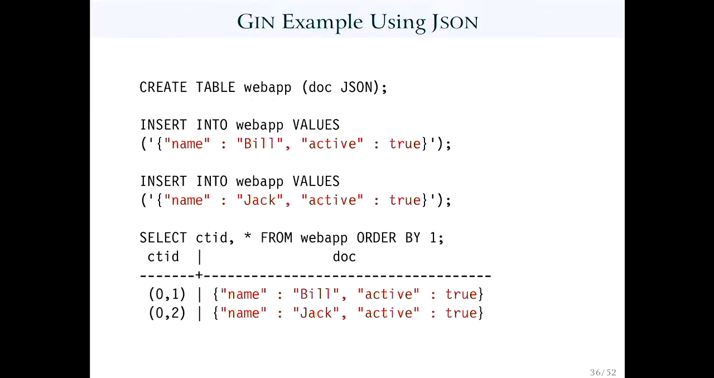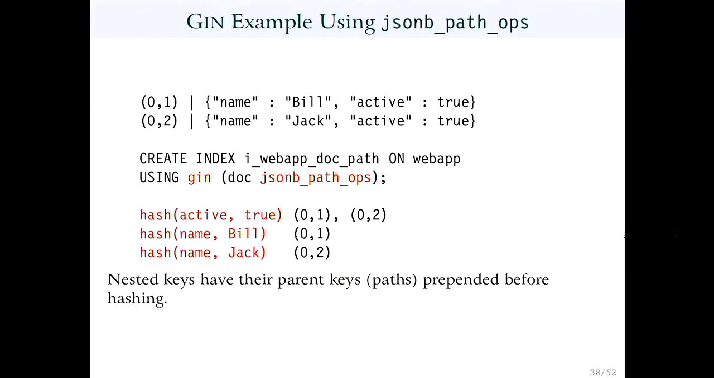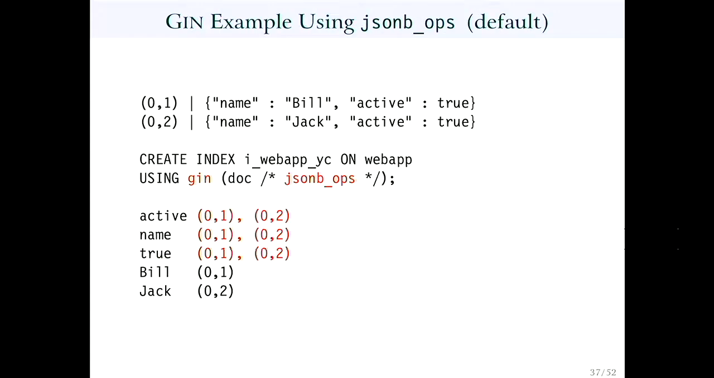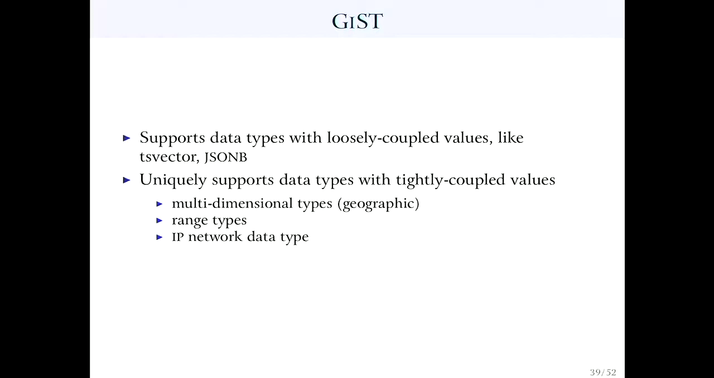Because in the other case, it's going to break up every key separately, and it's got to put them together. Whereas when you do path ops, it's effectively going to hash them and pull them together. So again, it supports loosely coupled values, and also tightly coupled values like that.